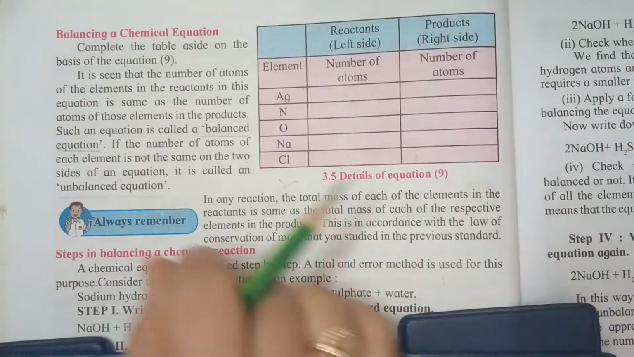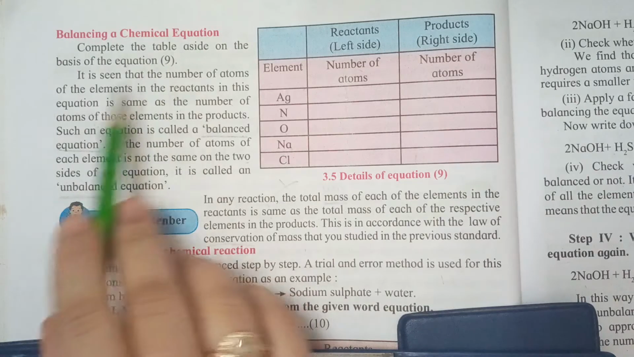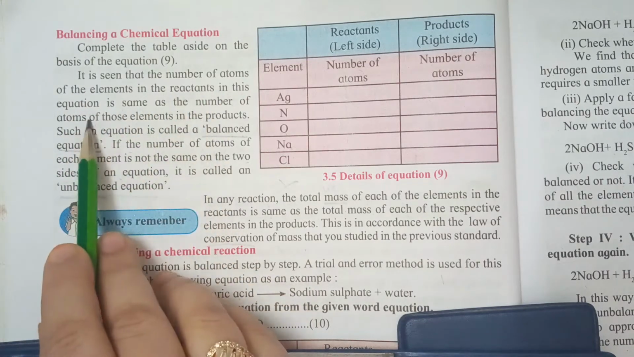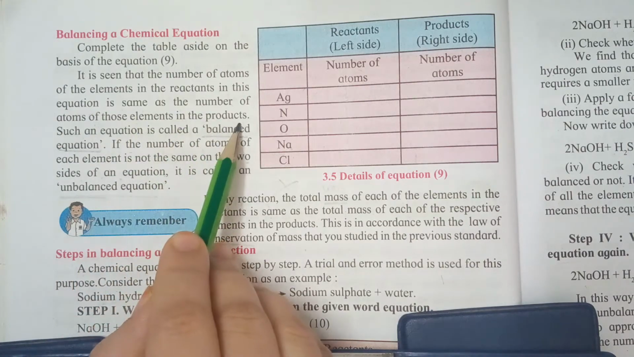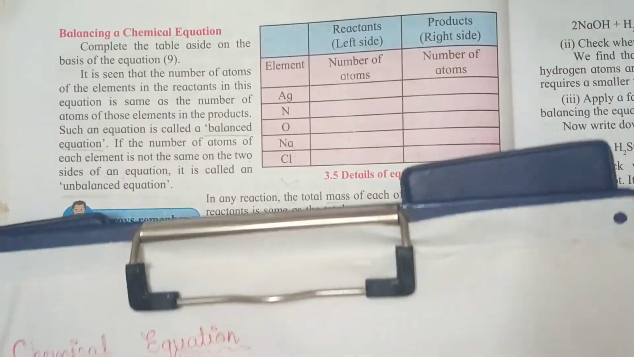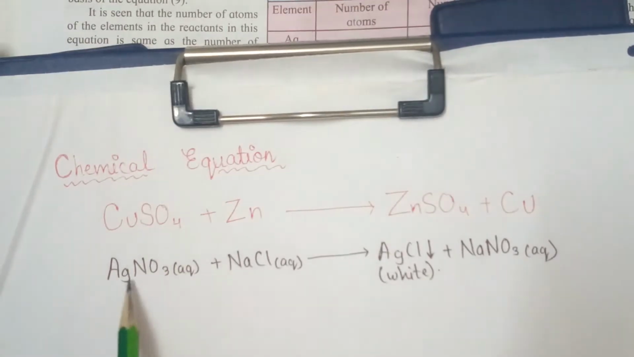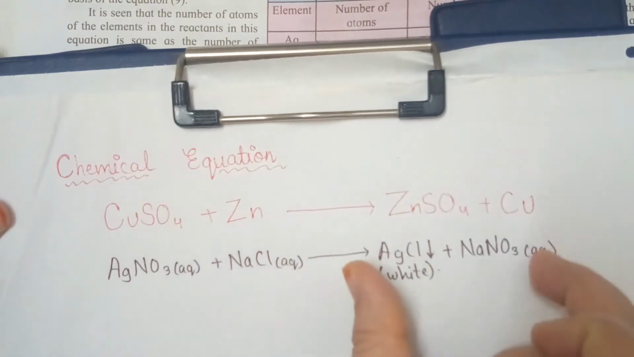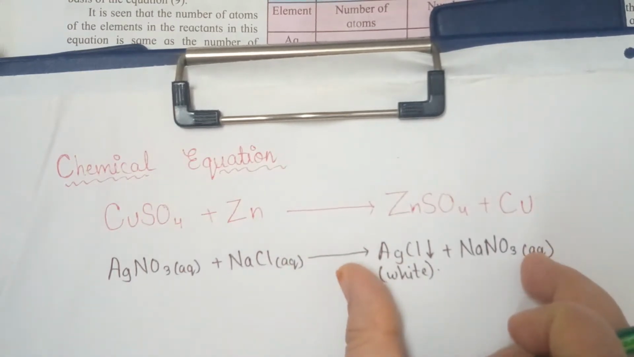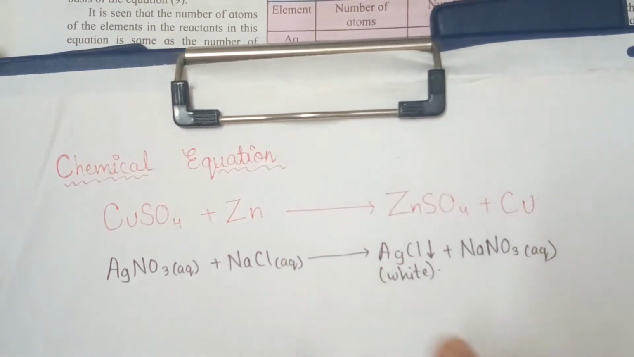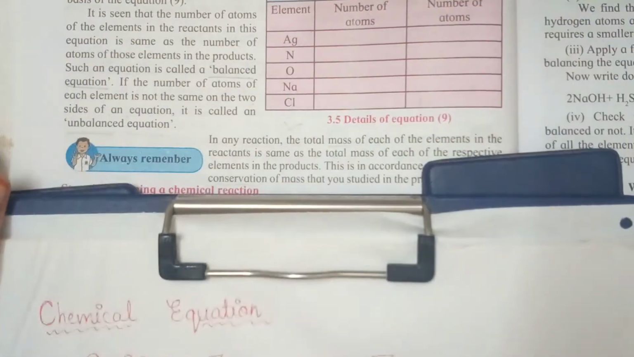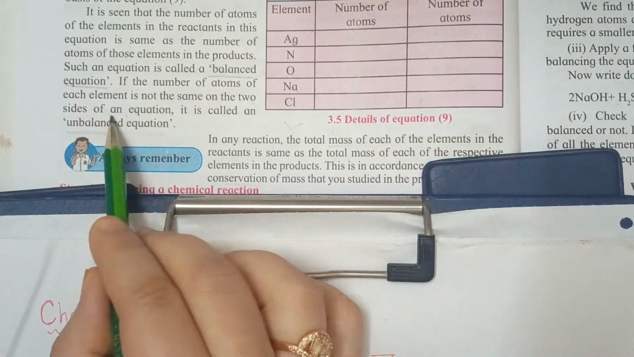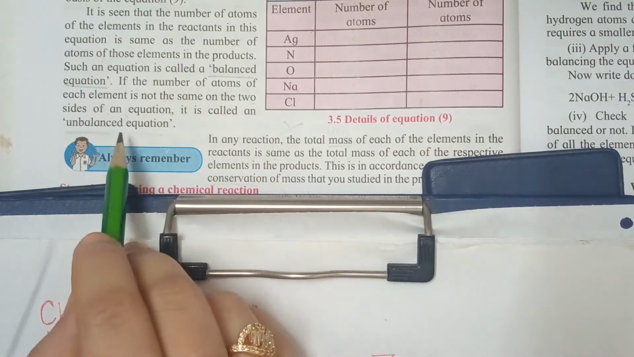All right, okay. So it is seen that the number of atoms of the elements in the reactant in this equation is same as the number of atoms of those elements in the product. Okay, now here the equation is given, that is AgNO3. So here the number of atoms in the reactant and number of atoms in the product are same. So that's why it is called a balanced chemical equation. All right. So if the number of atoms of each element is not the same on the two sides of the equation, it is called an unbalanced equation.